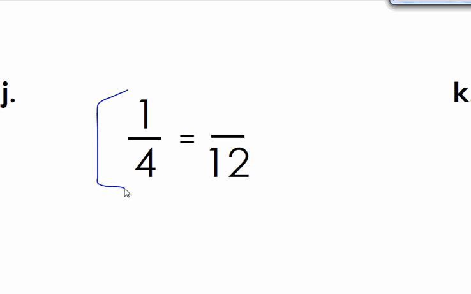I need to multiply my denominator and my numerator. So 4 times what gives me 12? 3. Whatever I do to the bottom, I do to the top. So what's 1 times 3? 3.